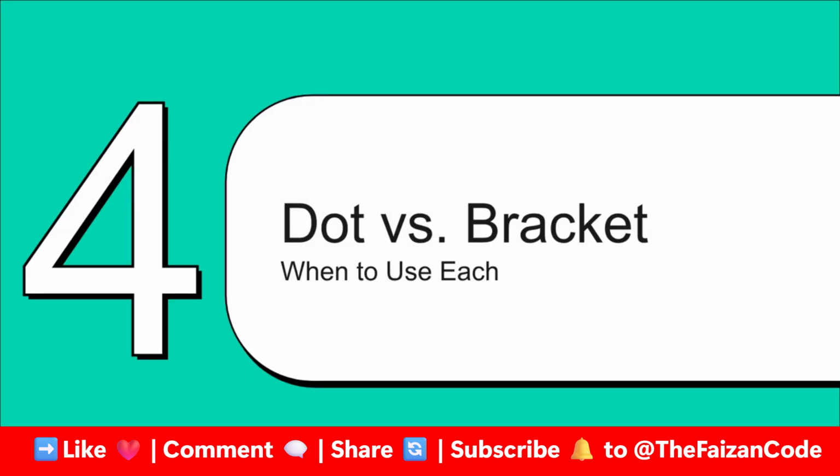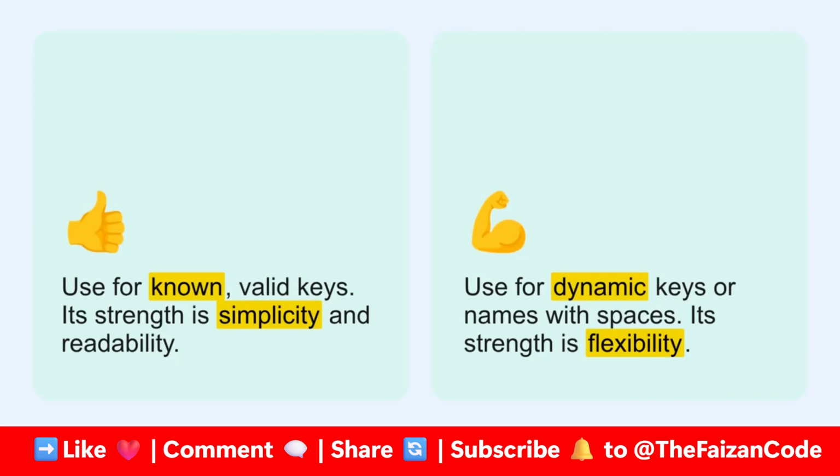All right, we've met the contenders, the simple dot, the flexible bracket. Now it's time for the main event, the face-off, because knowing when to use which is what really levels up your coding game. So let's just lay it all out. Here is your cheat sheet. Use dot notation 90% of the time. Whenever the property name is a simple, valid identifier you already know, user.name, it's just cleaner.